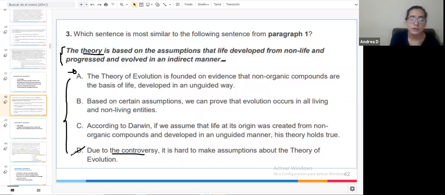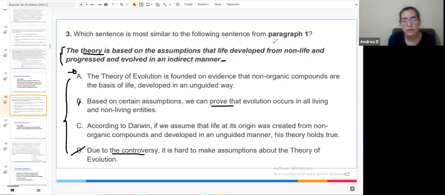And it doesn't have to exclude anything either. So it needs to have exactly what the sentence has. If it's something that summarizes and is not really saying the same thing, then again, that's not the one. So for example, this one here, based on certain assumptions, we can prove that evolution occurs in living and non-living entities. That is something completely different than what we have in the sentence, isn't it? Because the sentence is about what the base of the theory of evolution is. So what was this theory based on?